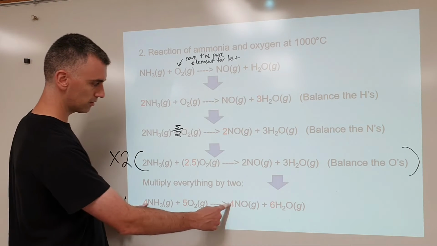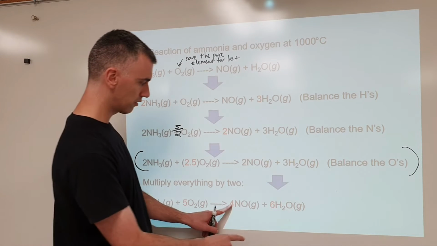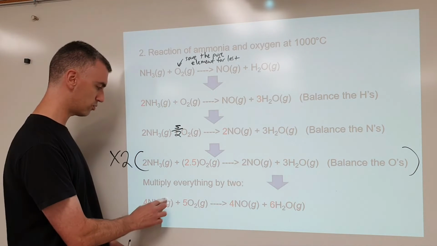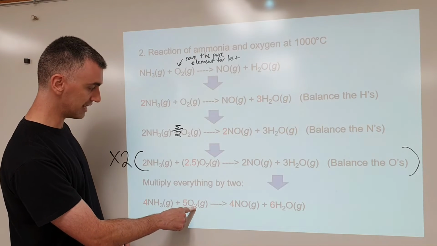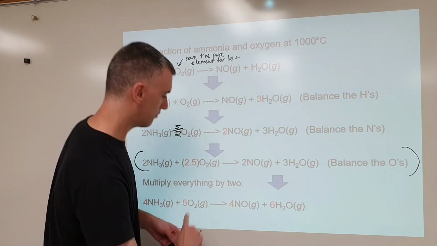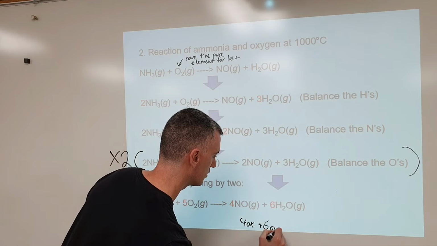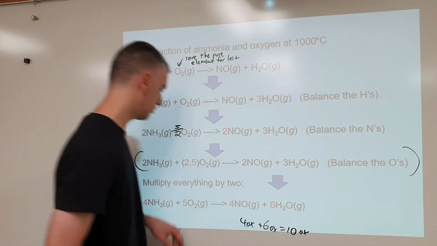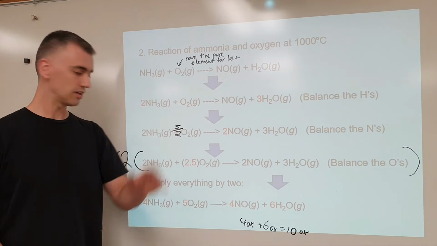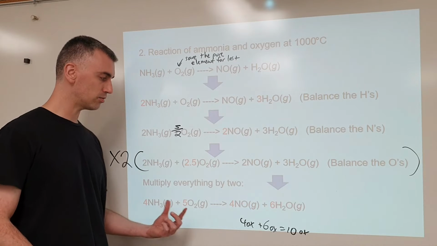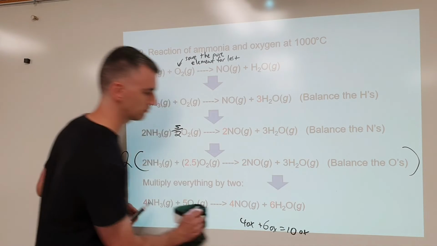4 nitrogens, okay, that's good. 4 times 3 is 12 hydrogens, and 6 times 2 is 12 hydrogens, so 12 hydrogens, that's also good. Next, 5 times 2 is 10 oxygens, so 4 oxygens here, and then 6 oxygens. So we have 10 oxygens here, and these add up to 10 oxygens here. So we've found that for each element, the number of that element on the reactant side is equal to the number of that element on the product side. So that's how we know we're good, and that's how we know that this works.